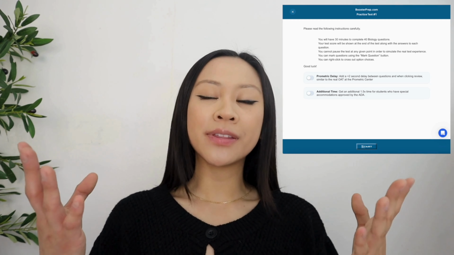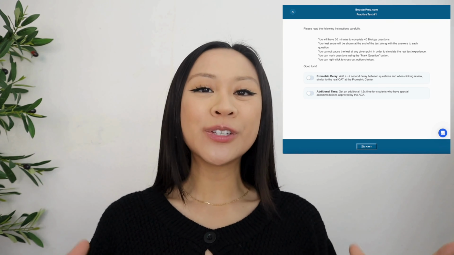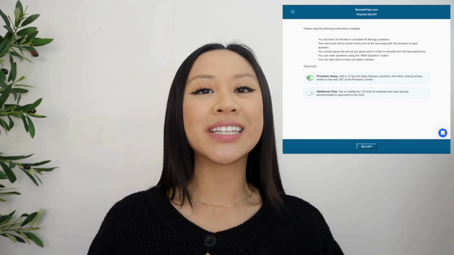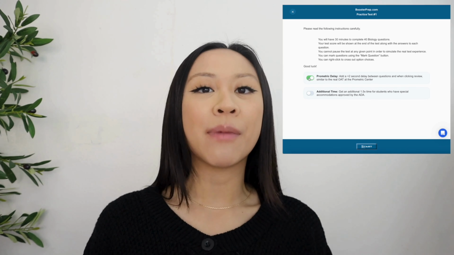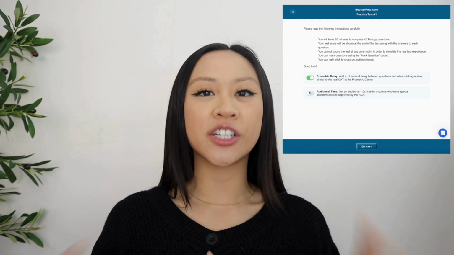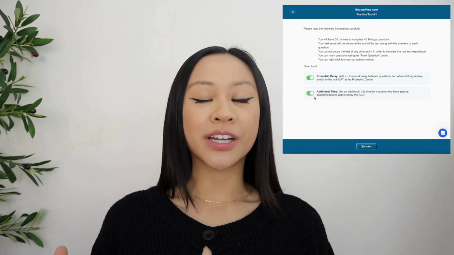There's a blue stripe at the top and a blue stripe at the bottom. OAT Booster has 2 accommodated features. The first one is the Prometric delay, similar to taking the exam at the Prometric testing site, and second is additional time if approved by the ADA. Now we're gonna go ahead and hit start.